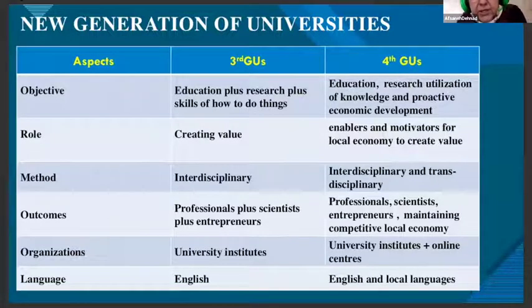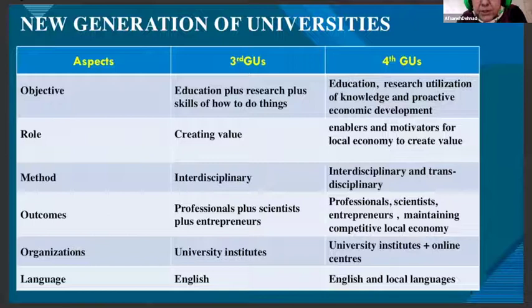In the fourth generation university, the universities are enablers and motivators for the local economy to create value and even added value. Their approach in the third generation university is interdisciplinary, and in the fourth generation universities, we have interdisciplinary plus transdisciplinary approach. The outcome of the third generation university is to train individuals to become professionals plus scientists plus entrepreneurs.